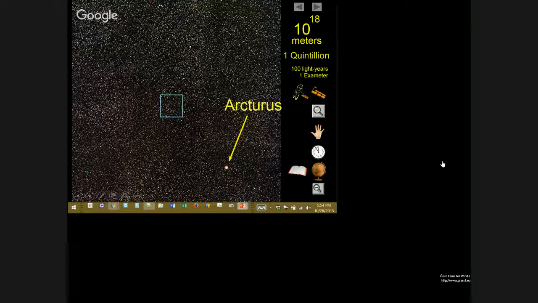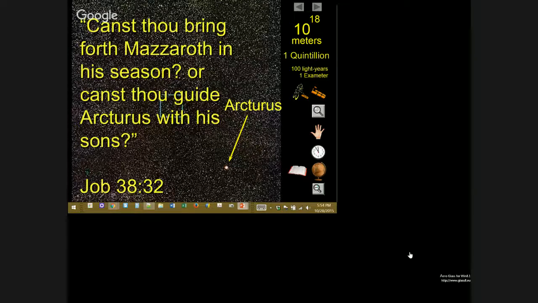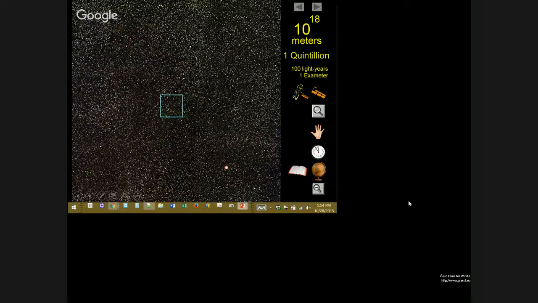That's Arcturus. And Arcturus is one of those that the Bible mentions. It's one of those many that God has named. Job 38, where he brings up Mazzaroth and Arcturus. And this is Arcturus. Okay, so now we go on.